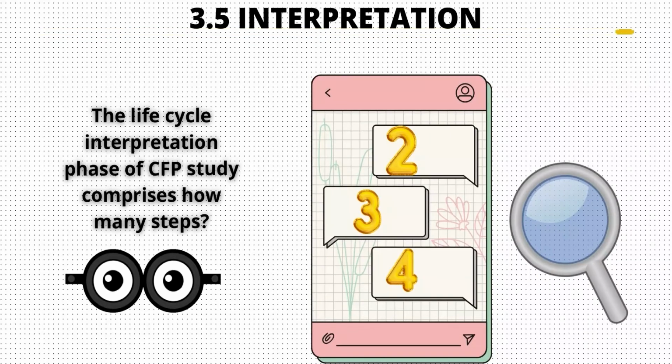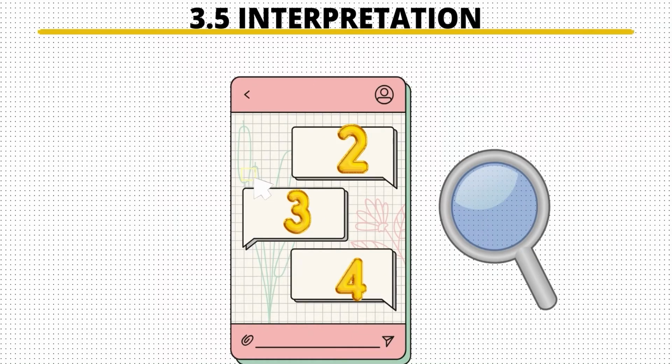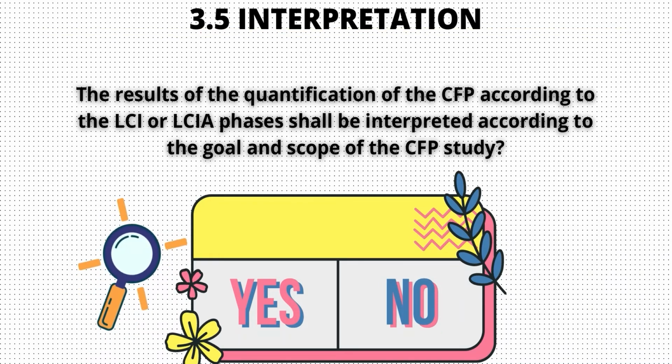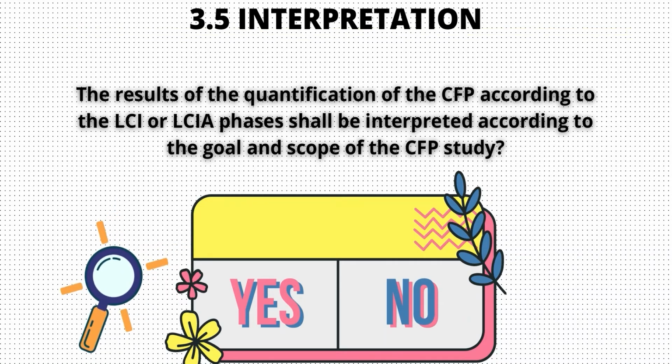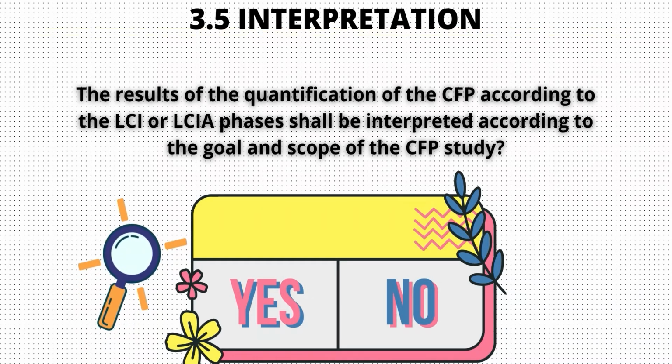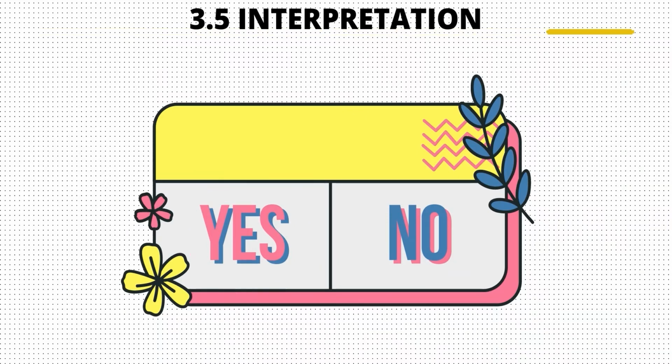In interpretation, the life cycle interpretation phase of a CFP study comprises how many steps? Correct. The answer is 3, which is identification, evaluation, and also conclusions. Next question. The results of the quantification of the CFP according to the LCI or LCIA phases shall be interpreted according to the goal and scope of the CFP study. Yes or no? Correct. The answer is yes.